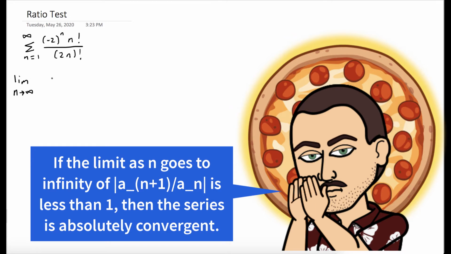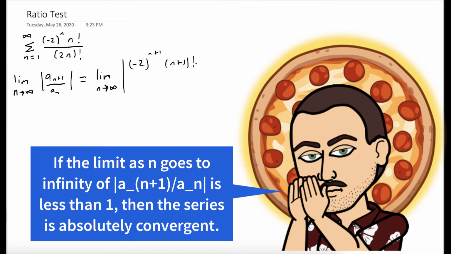So we're going to do the limit as n goes to infinity of a sub n plus 1 over a sub n. And we want to check if this limit is less than 1, then we have a convergent series. If it's greater than 1, it's divergent.